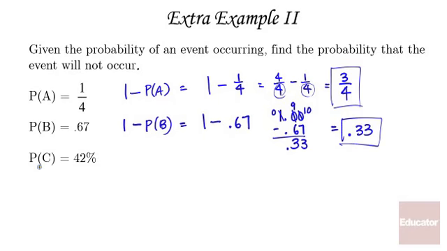And for this one, the probability of event C happening is 42%. The chance of this occurring is 42%. So what's the chance of it not occurring? Well, this is a little bit different because it's a percent. Now the whole thing in a percent would be 100%, right? So if you have a percent, then you'd have to do 100% minus the 42%. Or you can think of it as still 1 minus the probability of C occurring.